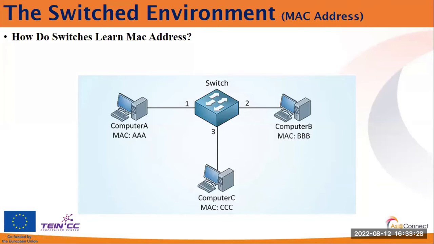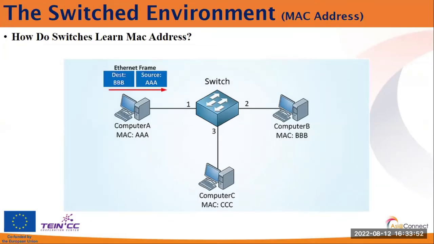Okay, so computer A is going to send some data to computer B, so it will create an Ethernet frame which has source MAC address triple A and destination MAC address triple B. So it is clear. The switch has a MAC address table, and here is the Ethernet frame. You can see the destination MAC address is triple B and the source MAC address is triple A. The frame also contains lots of information, but this is the initial portion we are seeing.